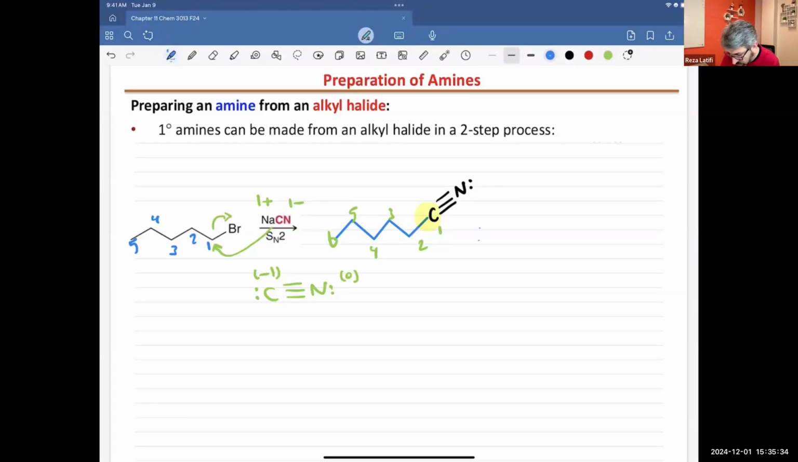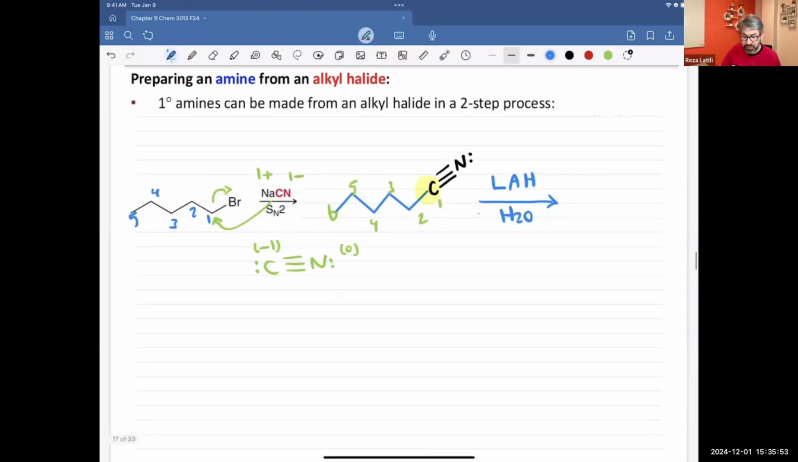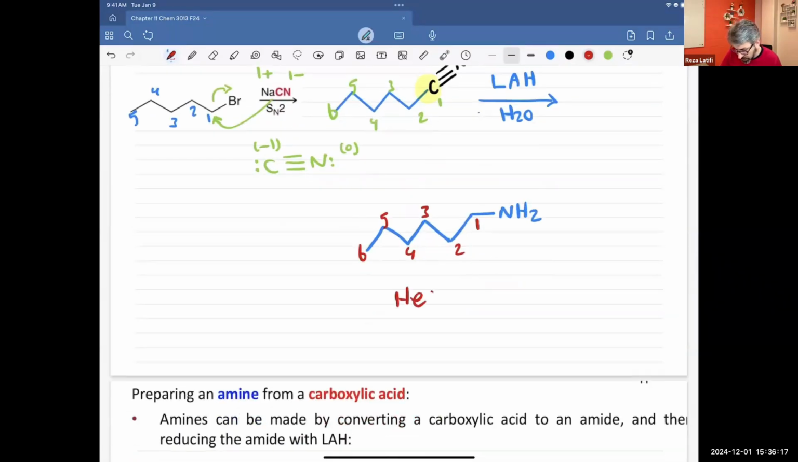Next step, I will reduce this cyanide group, and I can use lithium aluminum hydride followed by H2O. If I run a reducing agent like lithium aluminum hydride, I will get this compound, 1, 2, 3, 4, 5, 6, and now I will have NH2. So this one will be hexane, and I'm going to replace the E by an amine, so it will be hexanamine. And that's going to be the product.